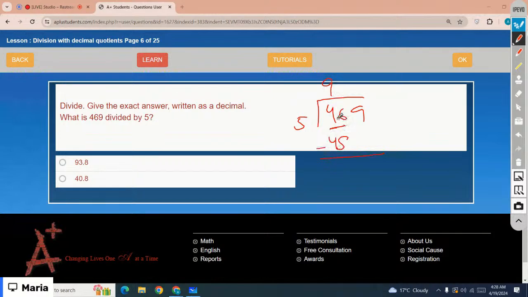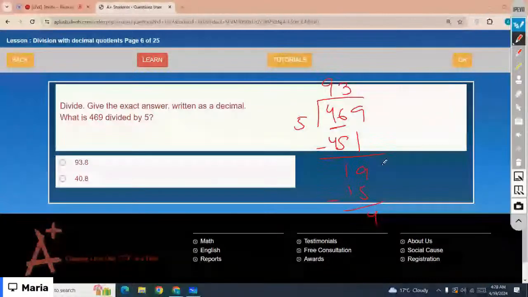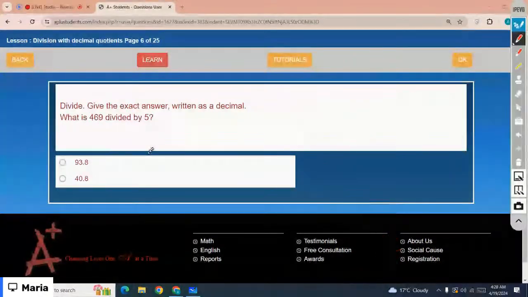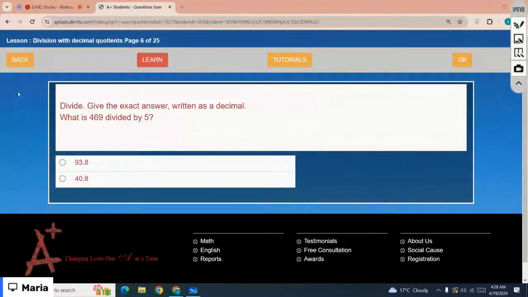Bring 9 down. Count 5 until 19. So 5 times 3 is 15. You have 4. Put a decimal point over here and 0 over here. 5 times 8 is 40. So the correct option is option number 1. That's 93.8. Got it? Okay, you can complete the lesson by yourself later today. Let me just move on to the next lesson.